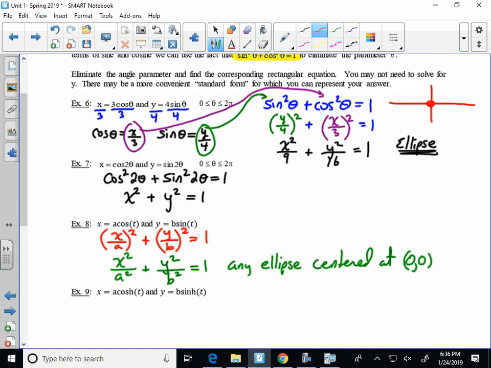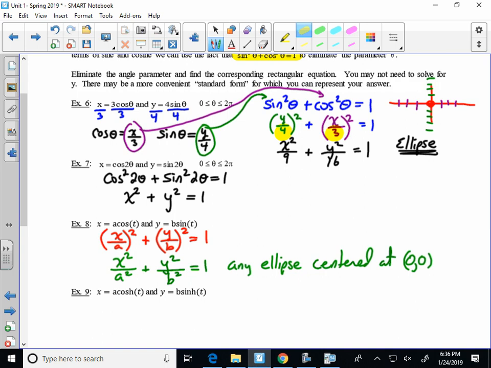But what this is telling us is that we have to go out 3 units left and right and up and down 4 units. All right, so 3 units left and right. I'm going to go purple for that. And then green for the up and down. 1, 2, 3, 4. And those values correspond with whatever you had to square in order to get your denominators.